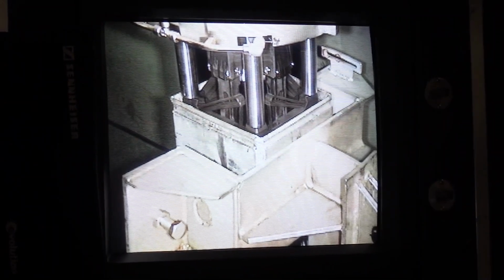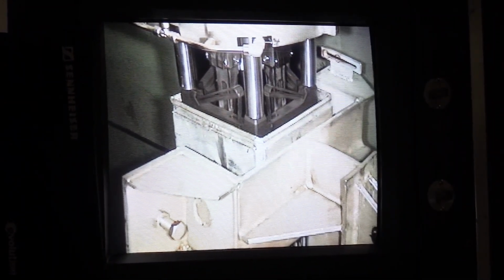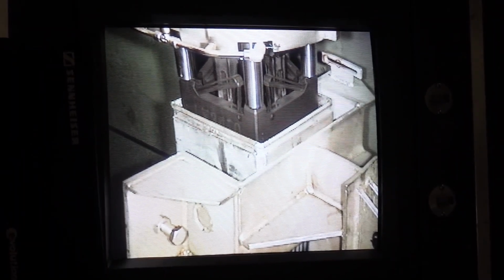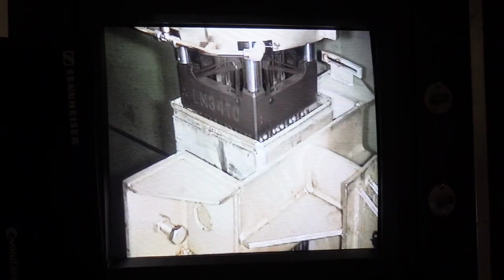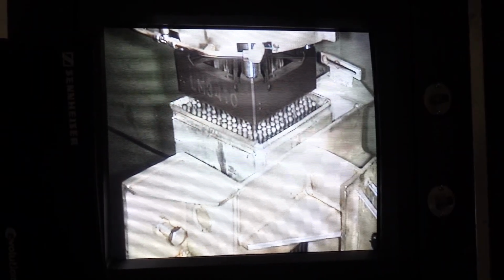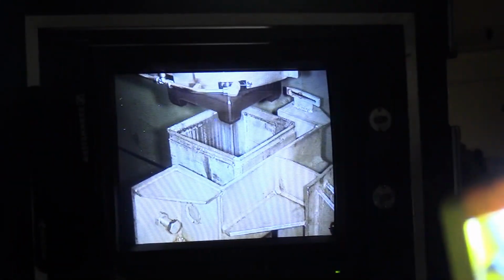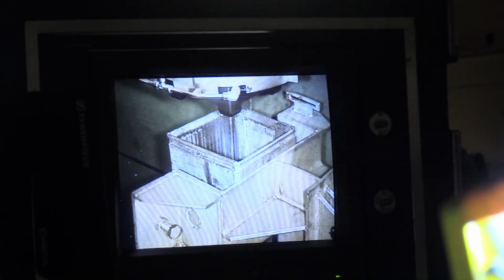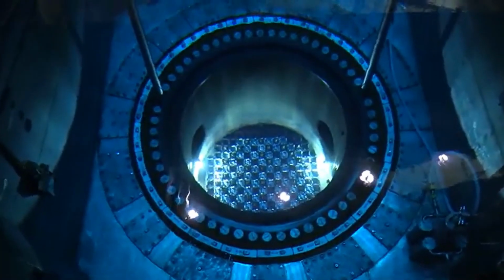Here, the last fuel assembly, 2 Delta 38, is being removed from the transfer system and raised into the manipulator crane mast. Actually looks pretty good.